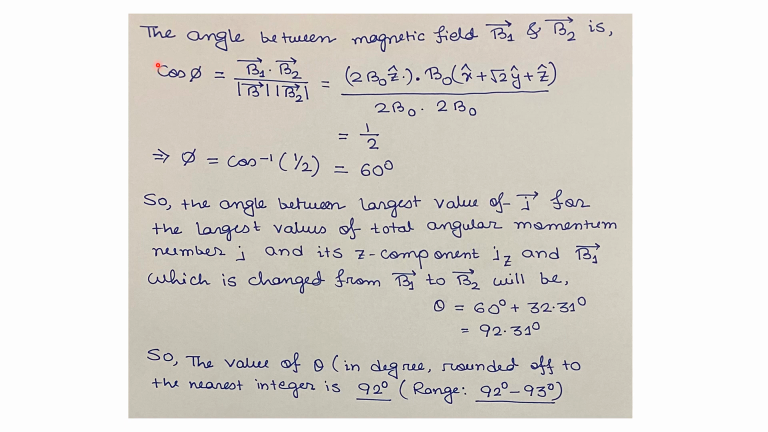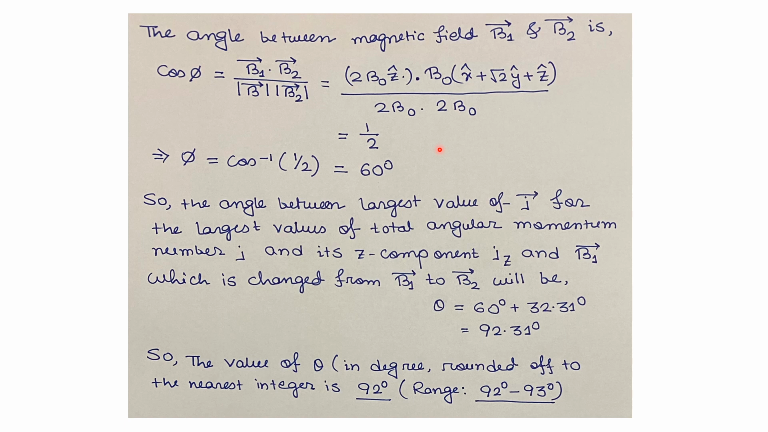Now the angle between the two magnetic fields given in the question, that is B1 and B2, is phi. So we can write from the dot product formula, cos phi equals B1 dot B2 divided by mod of B1 times mod of B2. So it will be 2 B naught z cap having the dot product with B naught times x cap plus root 2 y cap plus z cap. And the magnitude of B1 is 2 B naught and the magnitude of B2 is also 2 B naught.